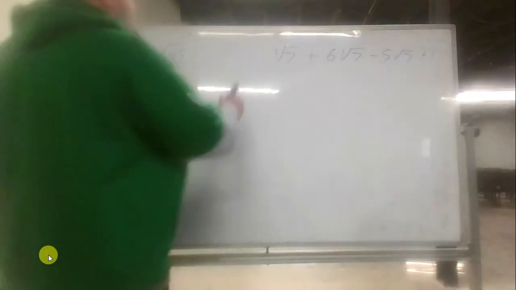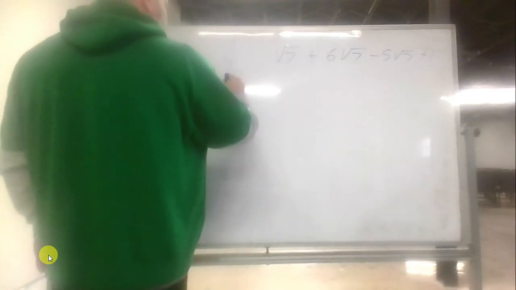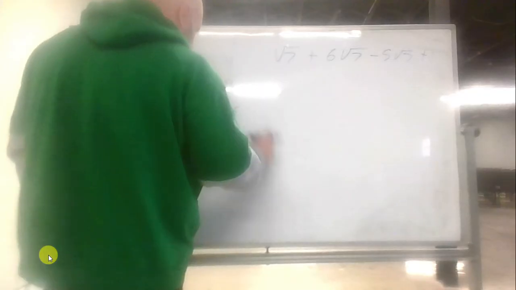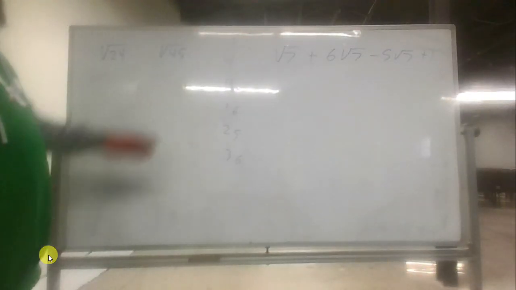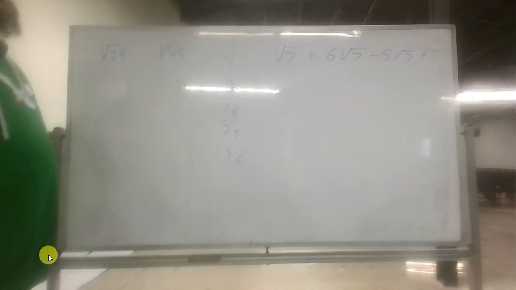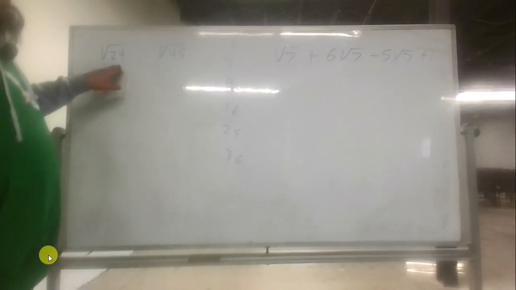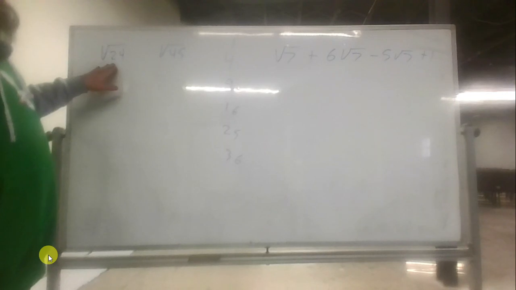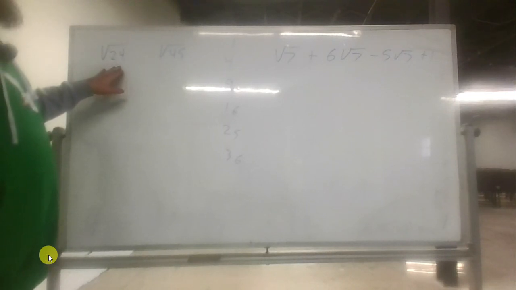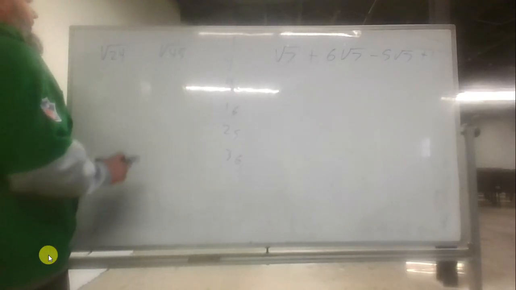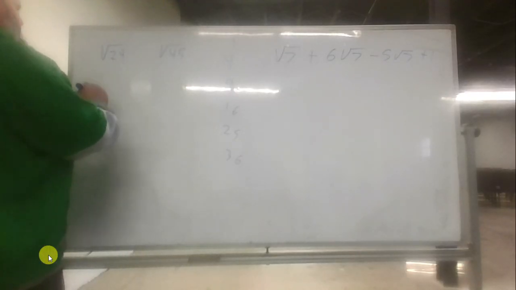So let's remember our perfect squares. We got 1, 4, 9, 16, 25, 36, and so on and so on. These are the numbers that you are looking to factor out of this square root. Factor them out of the radical. So let's look at the square root of 24. How can we factor this so that one of the terms is a perfect square? We know 4 is a perfect square and 4 is a factor of 24.